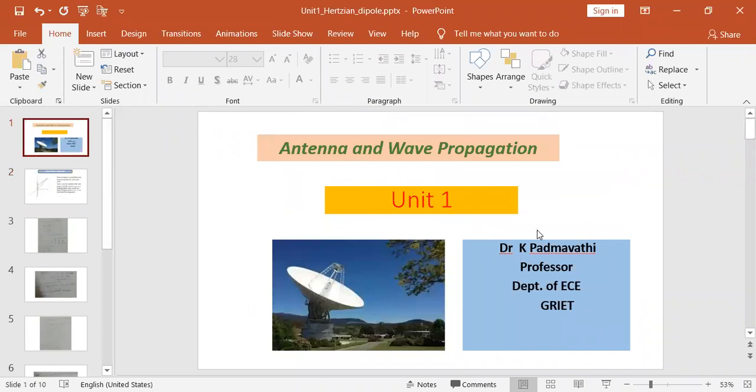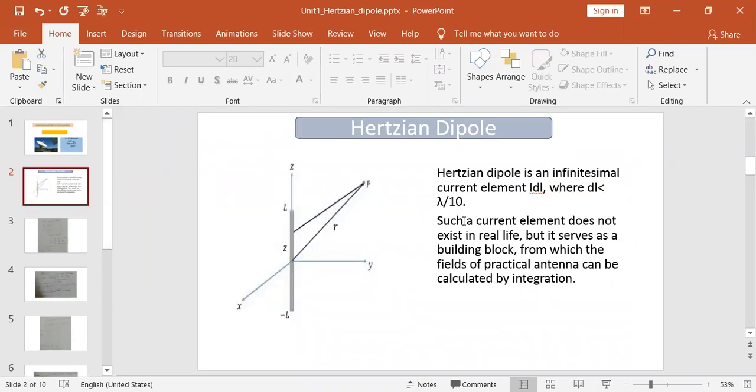Today I am going to discuss Hertzian dipole. So, Hertzian dipole. What is Hertzian dipole? Hertzian dipole is a small current element ideal where dl is very much less than lambda by 10.